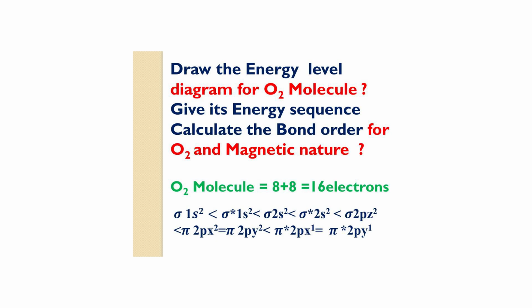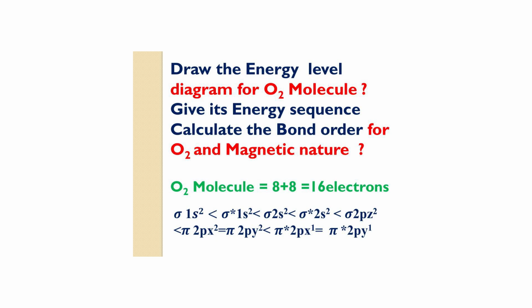Draw the energy level diagram for the oxygen molecule. Can we draw it? Give its energy sequence, calculate the bond order for oxygen, and give its magnetic nature. Yes, the O2 molecule. How is the O2 molecule formed? By combining one oxygen atom with another oxygen atom. What is the atomic number of oxygen? 8. 8 plus 8 is equal to 16 electrons.